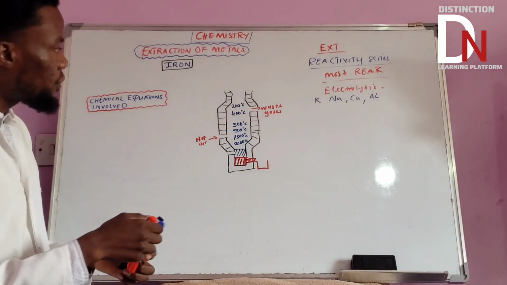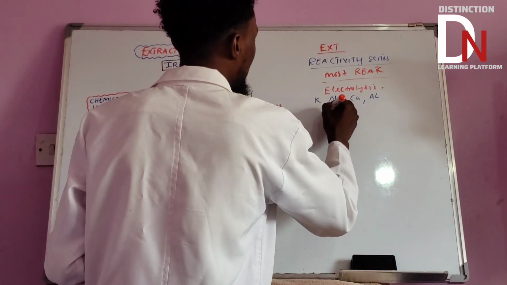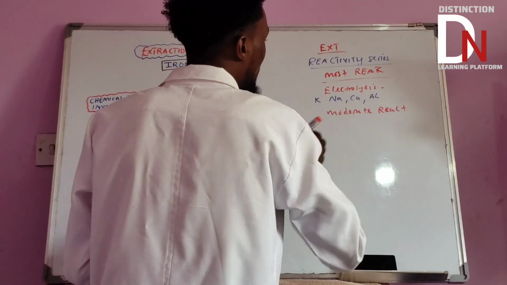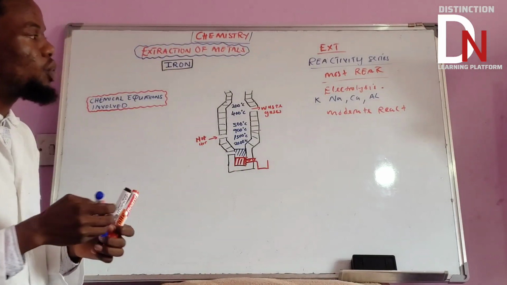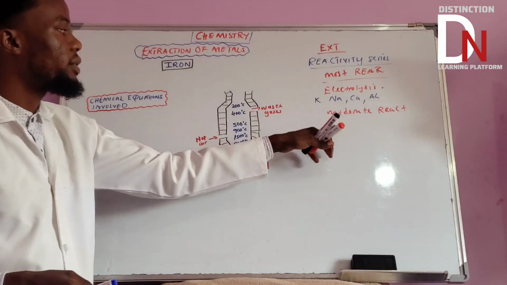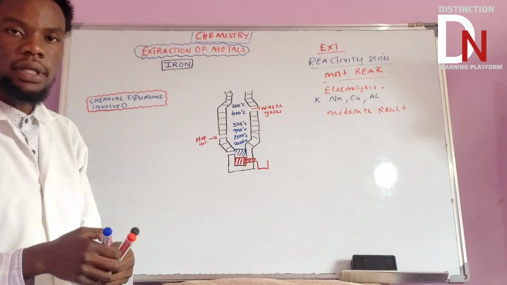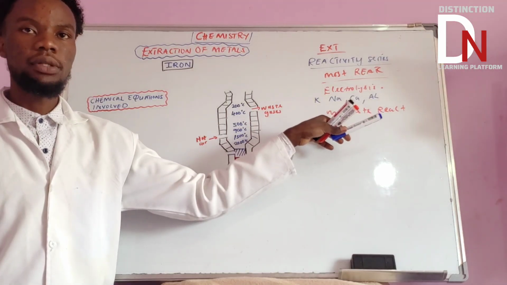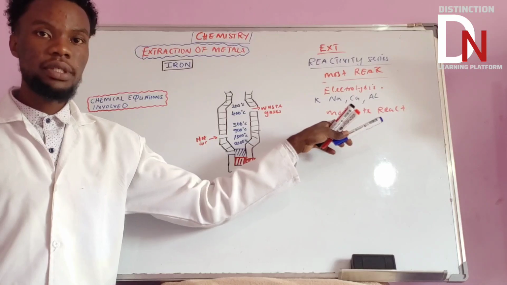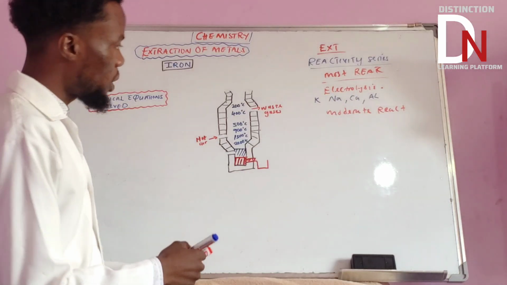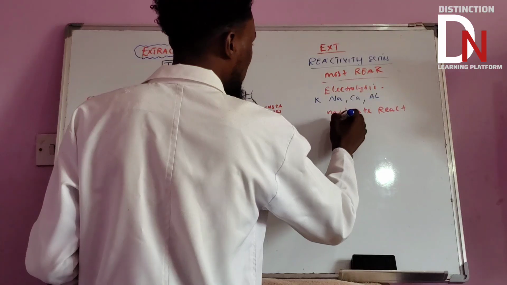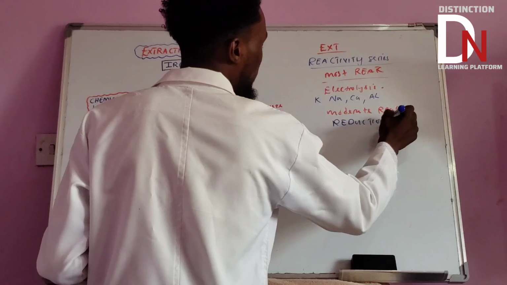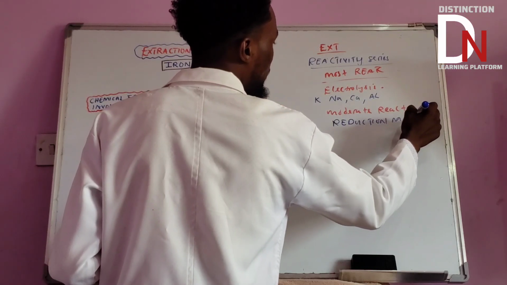Now, the moderate reactive metals are going to have another method. Apart from electrolysis, there is another method for extracting a moderate reactive metal. I'll also give good examples of those moderate reactive metals. We call it the reduction method.